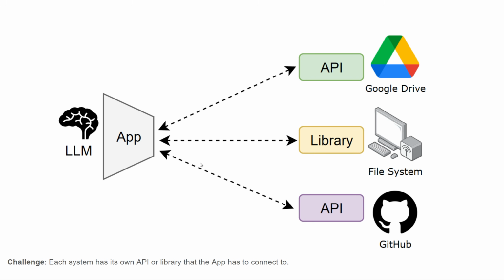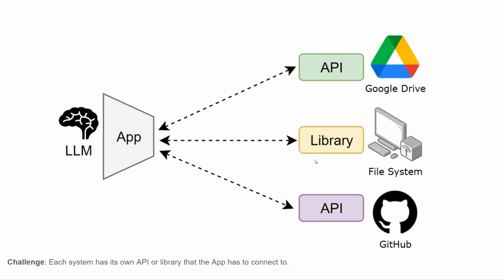So you would have an application that's using the model on the left, and then whatever tools that the application is allowing the model to call would be connecting to an API for Google Drive or a library for the file system of your computer, or an API for GitHub, right? There's different clients and APIs. They're all different. So each system has its own API or library that the app has to learn to connect to. And that can be a little complex to manage, right? Everything is different. So there's not a unified way to connect to those different systems that the application can utilize.